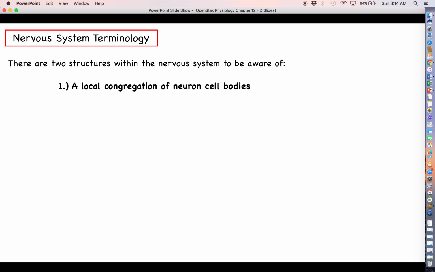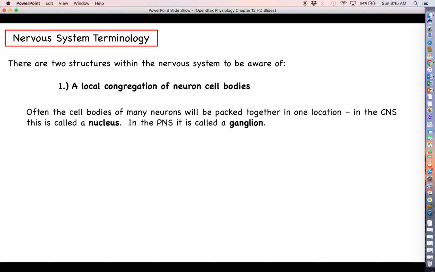So first, a local congregation of neuronal cell bodies. So basically a big cluster of neuron cell bodies that all happen to be kind of close together. Now, we have two different words that we use for this. If that cluster of cell bodies is located in the central nervous system, we call it a nucleus. So remember, we talked about the basal nuclei in the brain. Those are just big collections of neuron cell bodies that are all packed together tightly. If we find the same structure in the peripheral nervous system, we do not call it a nucleus. We instead call it a ganglion.